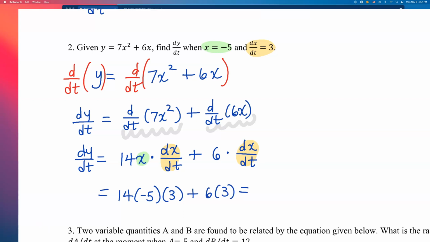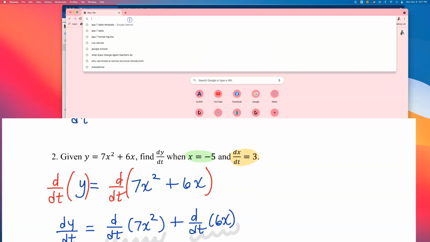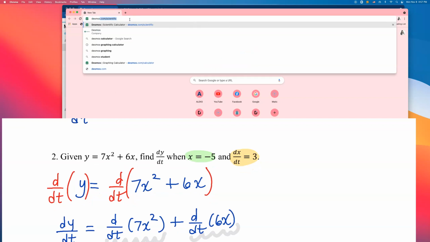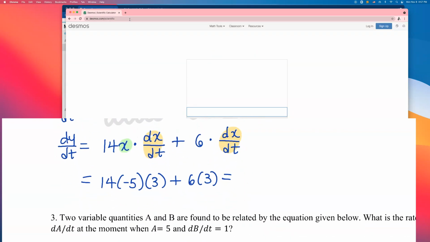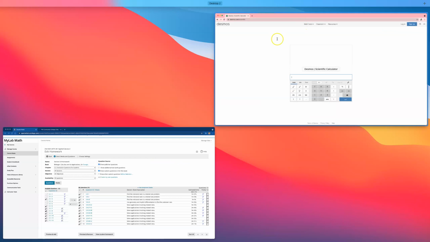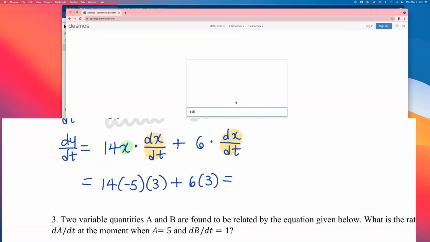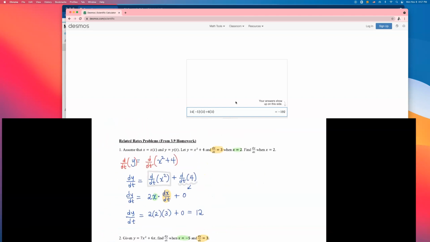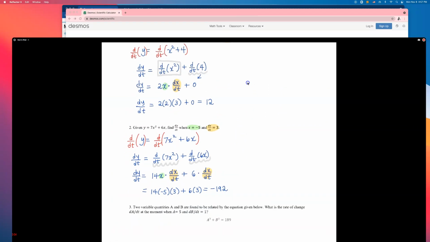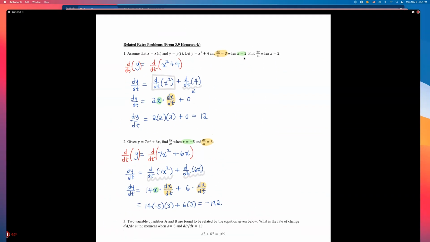All right, let me open up a calculator. Okay, and I'll type this in: 14 times -5 times 3 plus 6 times 3. And that answer comes out to be -192. So that's how you do these two. I think they are the basic types of related rates problems. But I'll come back and show you number 3, which is slightly different, okay? I'm going to stop this video here.